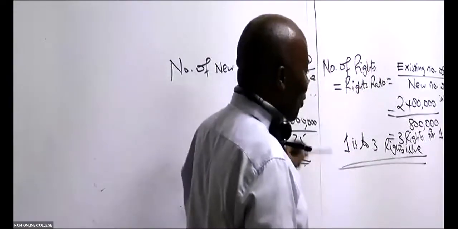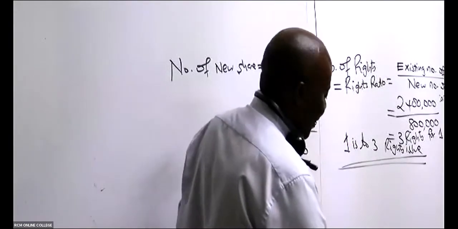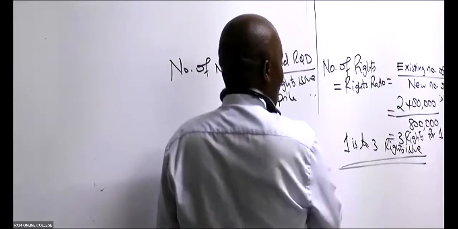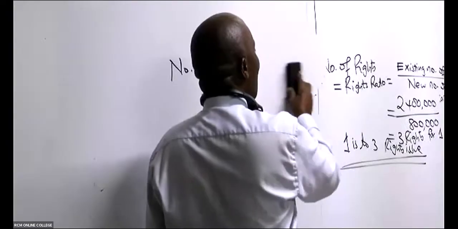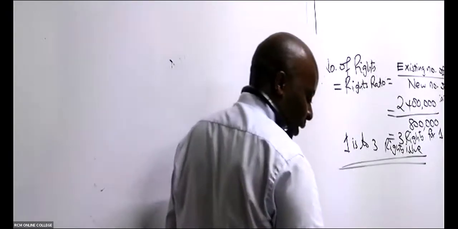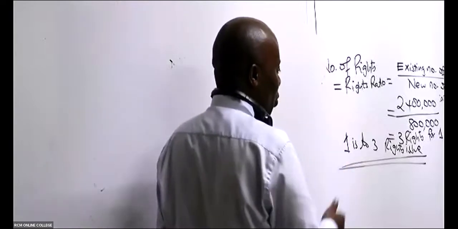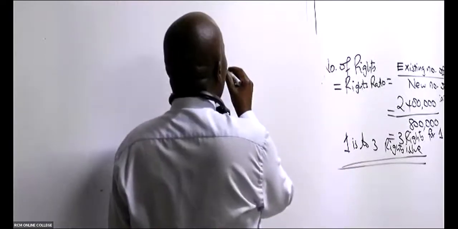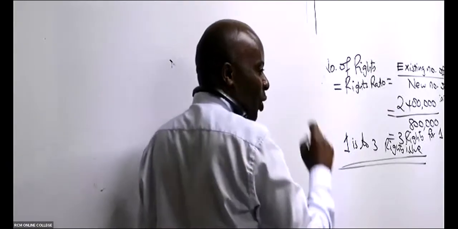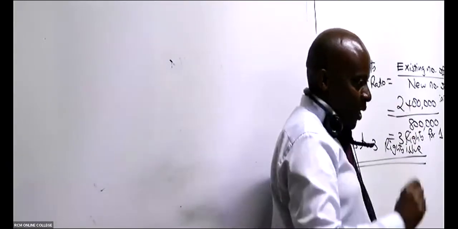1 new share for 3 old, isn't it? Yes. It can never be the other way around. The farm will die. You can't have 1 old share and then you're given 3 new. So whenever you see this 1 to 3, it means that for every 3 old shares you have, you get 1 new share.